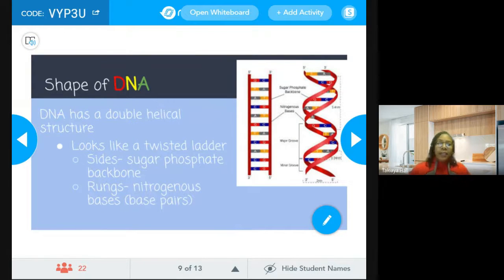And so the shape of DNA. DNA looks like a ladder, a twisted ladder, per se. That structure is a double helical structure. And it is comprised of sugar and phosphate, and that's what makes the backbone. And then the rungs, or you can say the little stairs or steps inside of the ladder, are made of the nitrogenous bases. Those nitrogenous bases we are going to get into, but there are 4 of them.